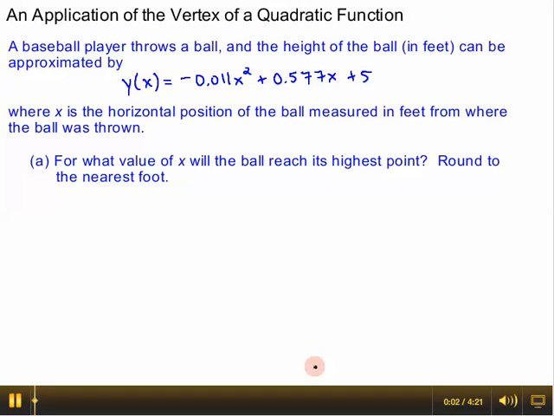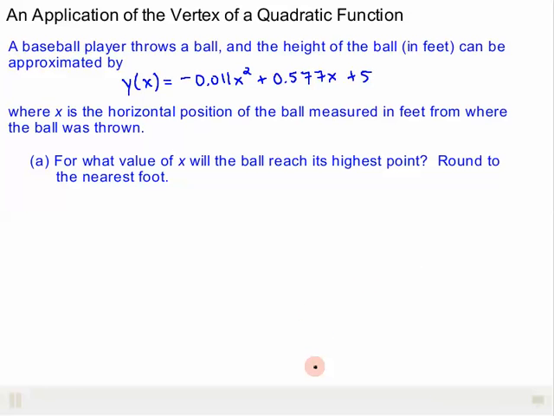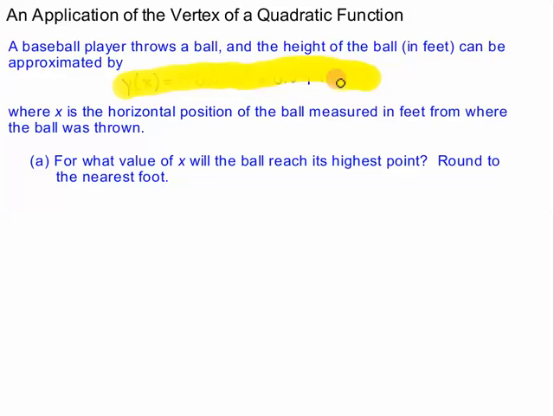Okay, so here's an application of why the vertex is useful. Remember, the vertex of a parabola is always going to be the minimum point or the maximum point, depending on if the parabola opens upward or downward. Okay, so let's look at this problem where the height of a baseball is modeled by this quadratic function here.